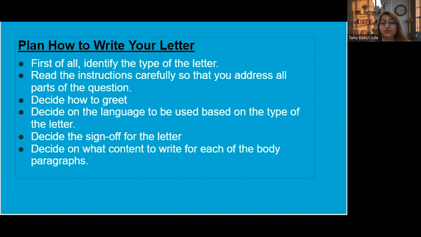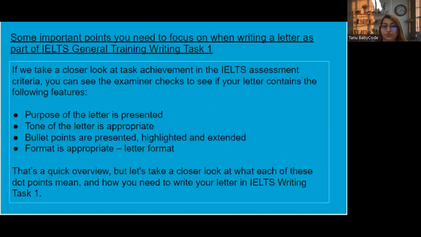Once that is done, you have to decide on the language to be used based on the type of letter. If it's a formal letter, your language should be formal. If it's an informal letter, your language should be informal. Decide the sign off for the letter and decide what content to write for each of the body paragraphs. Next, some of the important points.